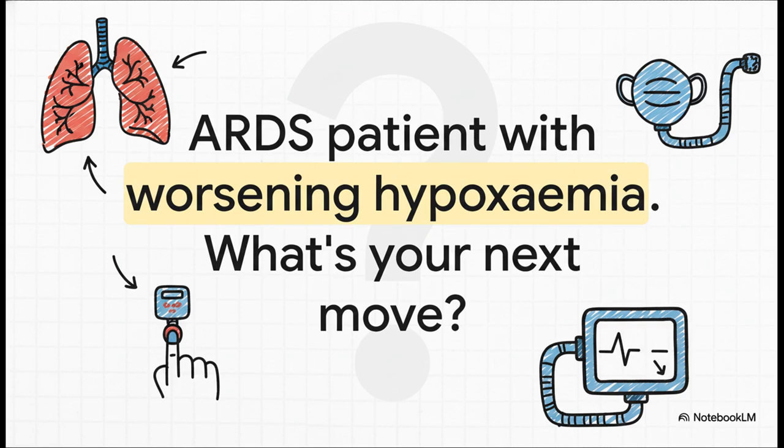So I'll leave you with a clinical challenge to think about. You've got a patient with ARDS. Their hypoxemia is getting worse, even though you've got them on perfect lung protective settings. Based on everything we just talked about, what's your next assessment and what's your next move?